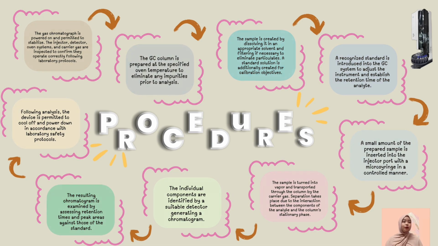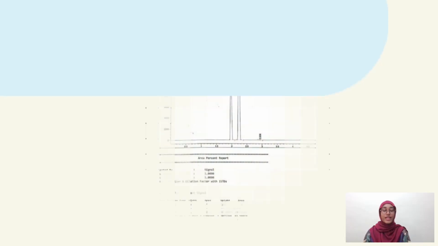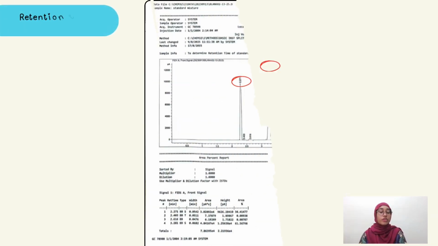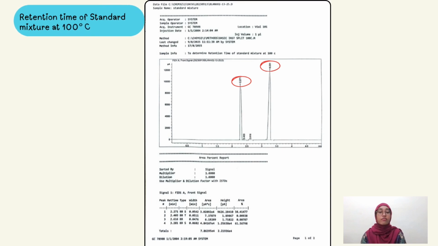laboratory safety protocols. Moving on to this slide that shows the retention time of a standard mixture at 140 degrees Celsius that shows 2 peaks. First is 2.244 and second is 1.956 minutes. Moving on to this slide shows the retention time of a standard mixture at 100 degrees Celsius, which consists of 2 peaks. First is 3.281 and the second one is 2.271 minutes.